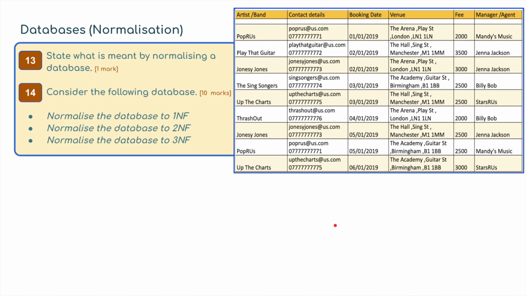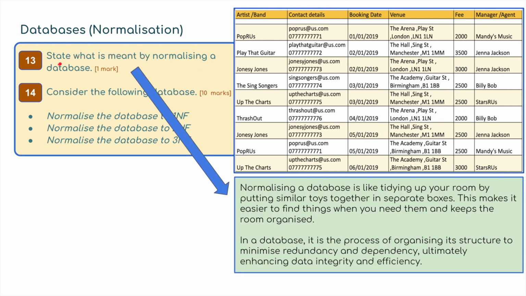Okay, we're going to start with question 13, and we're going to state what is meant by normalizing a database, and then we're going to consider the following database, which is this one here, and we're going to be normalizing this in 3 different ways. So we start with question 13. State what is meant by normalizing a database, and this is only for 1 mark.